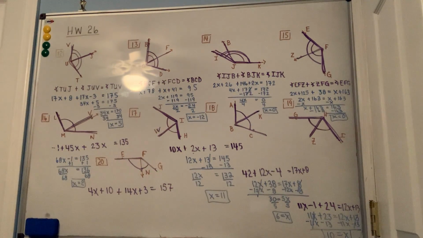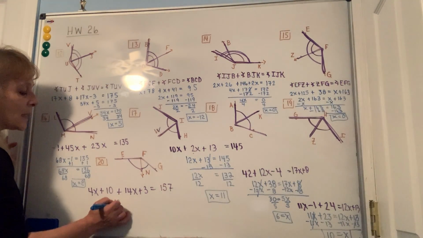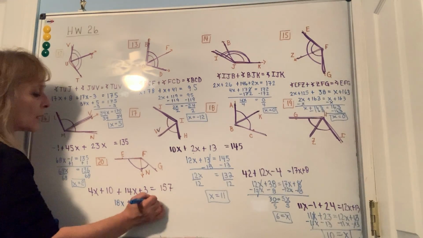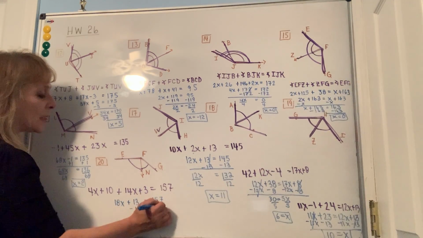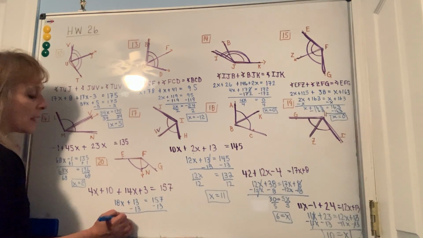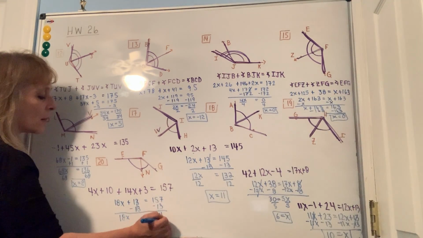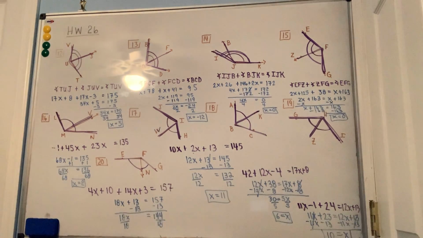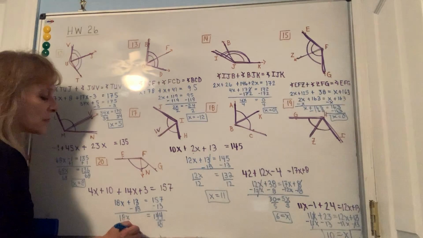All right, so finally my last one. 4x and 14x is 18x. 10 and 3 is 13. And it's equal to 157. If you subtract 13 from each side, you will get 18x is equal to 144. Then divide both sides by 18. Now, when you divide by 18, it definitely goes in evenly. Your answer comes out to be 8.